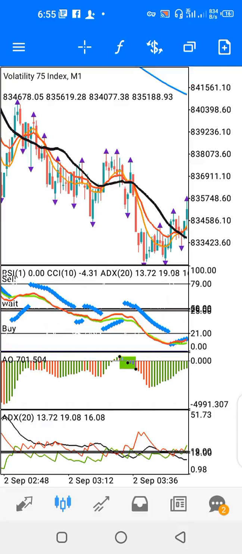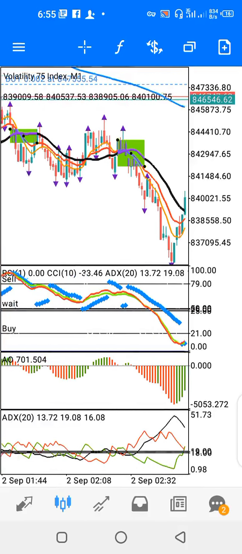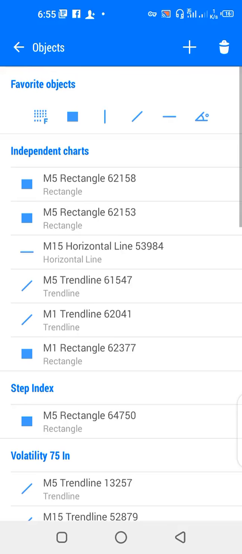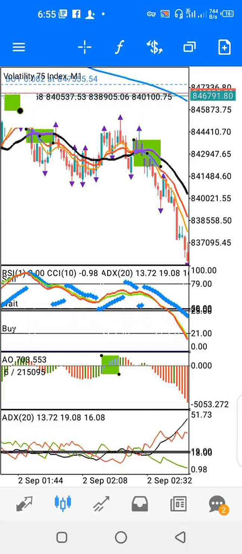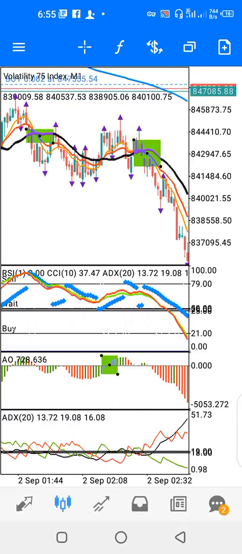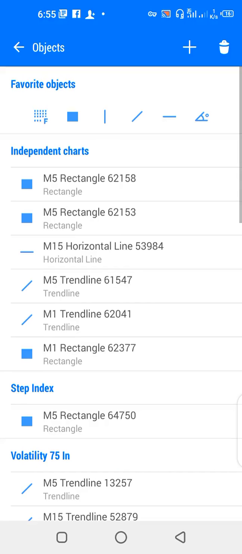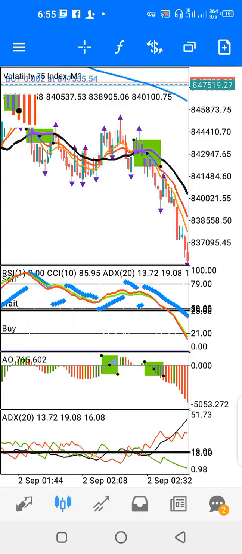Okay, that's a sell signal when it crosses below. This is your buy signal. This is your sell signal. This is a buy signal for you to buy. And this is a sell signal when it develops below the 0 level. That's a signal for you to sell.